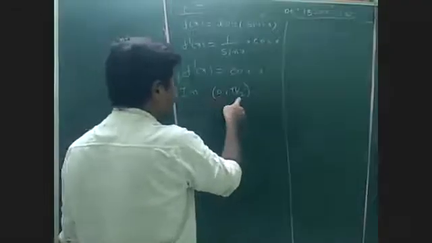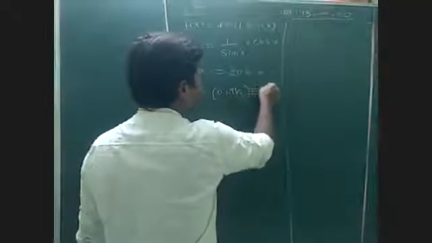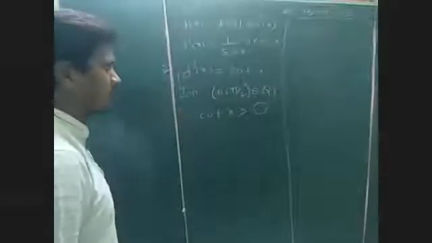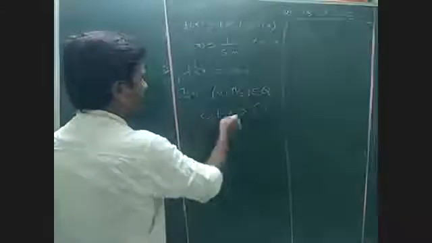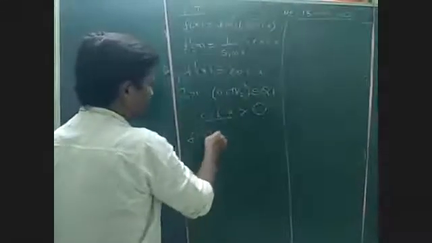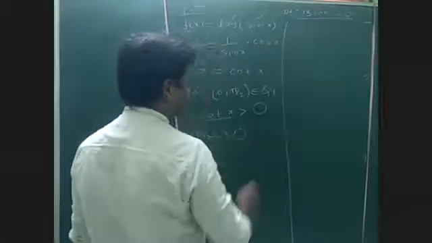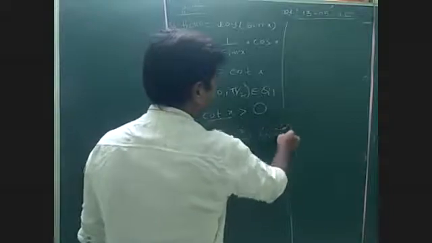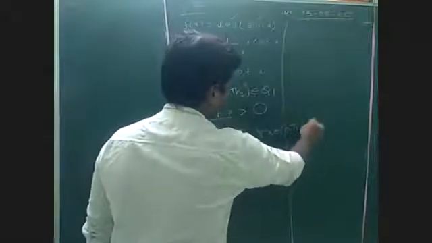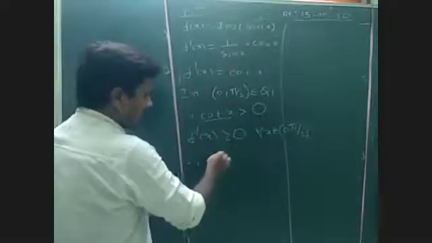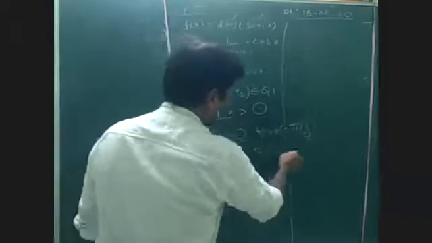In this interval, which clearly belongs to the first quadrant, what about cot x? Cot x is always greater than 0. Cot x is f dash of x, so f dash of x is clearly greater than 0 for x belonging to 0 to pi by 2. Therefore, greater than 0 means f of x is strictly increasing. That's it.